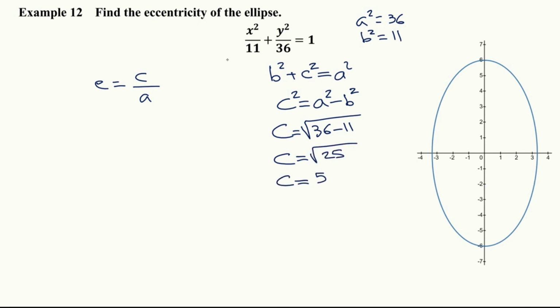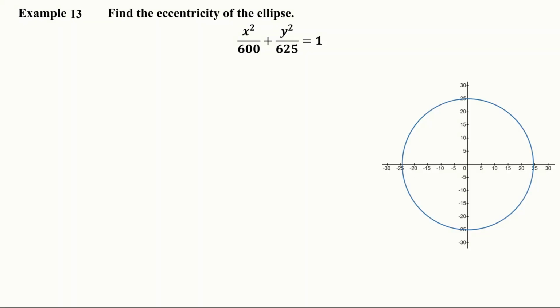So for the eccentricity, we get e equals 5 over, and remember, since a squared is 36, a is going to be 6. All right, so just as we expected, the eccentricity of this ellipse was quite high for an ellipse, and it was close to 1, 5/6. All right, let's do one more and we'll call it the day.